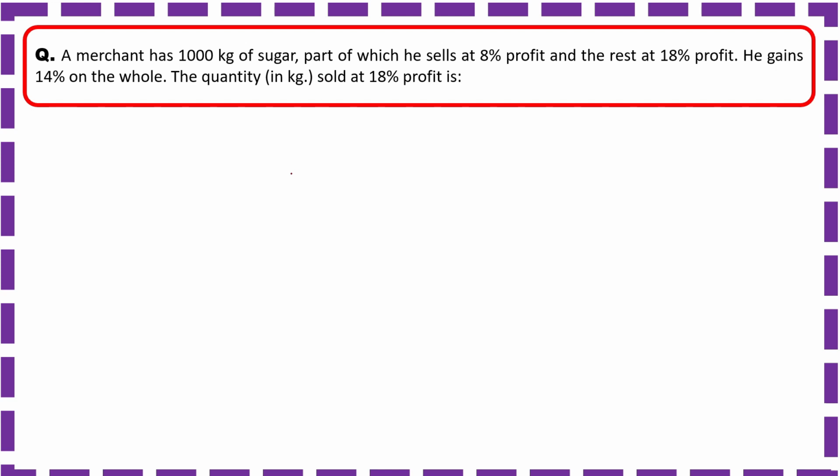See, the first one is he gets 8% profit. The second one is he gets 18% profit. So overall he gains 14%, right? Overall he gains 14%. So just take the differences, you'll get 6% and 4%. So the ratio is 2:3.